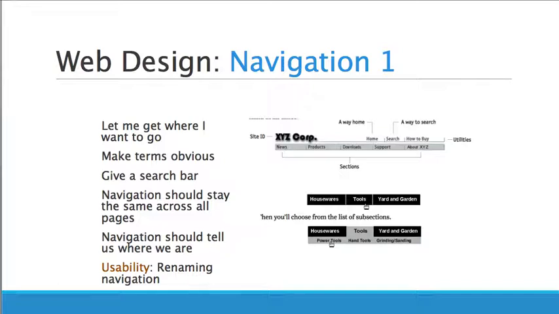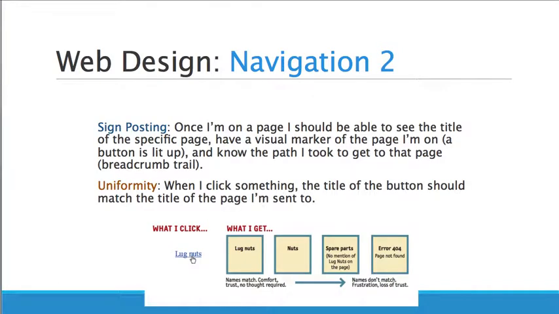Navigation should stay the same across all pages. We don't want pages to go from one navigation style to the next because suddenly I'm in a whole new world and I don't know why. Navigation should tell us where we are. So when we click on a page and it comes up, we know we're on that page. If I click on news, then I know when that page comes up, it's the news page. There's something that indicates that clearly. There's a title there. And renaming is always important as you think about usability. So these are components to look for when you think about how effective navigation is.